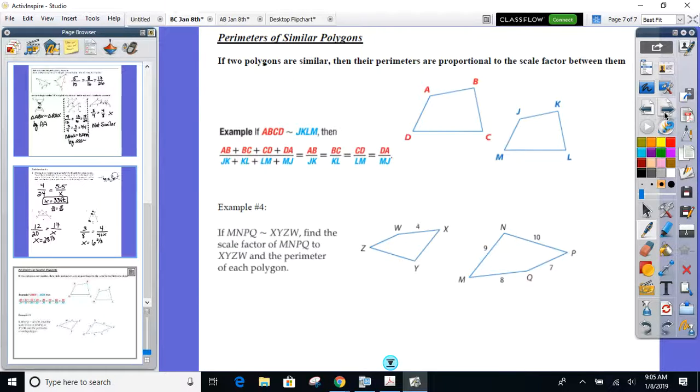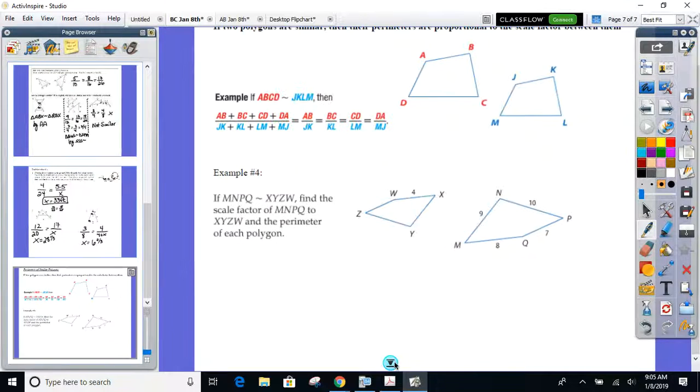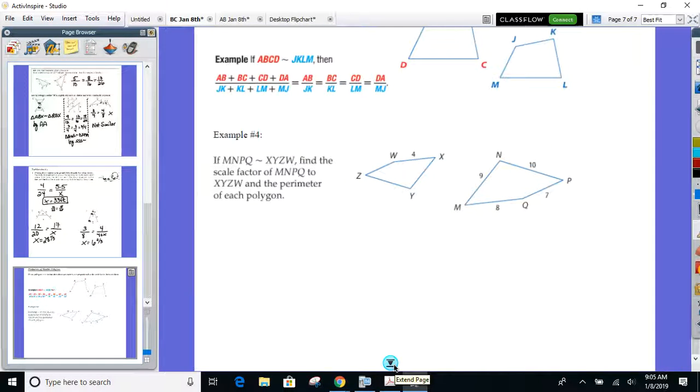The ratio of the sides is the same as the ratio of the perimeters. So if the sides are in a ratio of 1 to 2, so are the perimeters. Whatever the ratio of the sides is, it matches the ratio of the perimeters, which is what all this mumbo jumbo up here is telling you. So why is that important? Take a look at this final example for today.